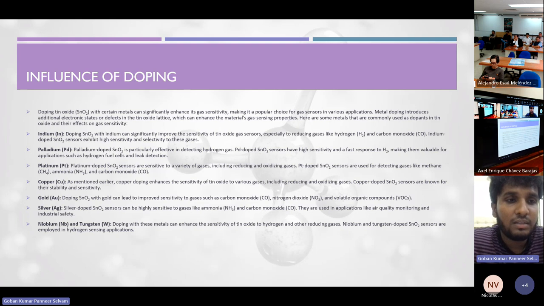There are different metals like indium, palladium, platinum, copper, gold, silver, and niobium, where each has different properties, different selectivity, and a good gas sensing response. Copper is the cheapest material compared to the other metals for doping, so we are considering copper. As mentioned, copper enhances the sensitivity of tin oxide to various gases, including reducing and oxidizing gases, and copper doped tin oxide sensors are known for their stability and sensitivity.